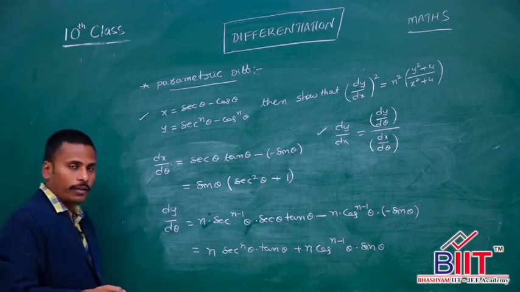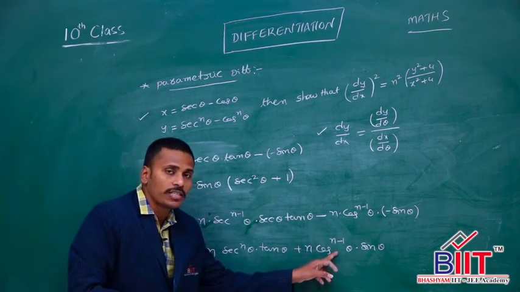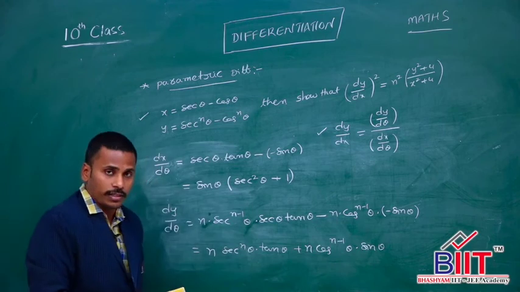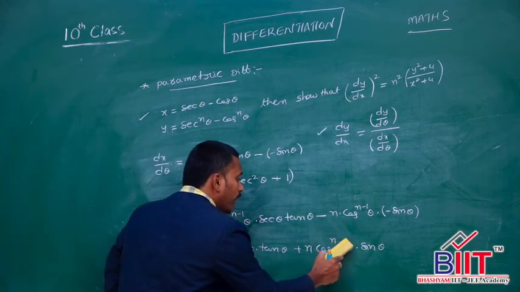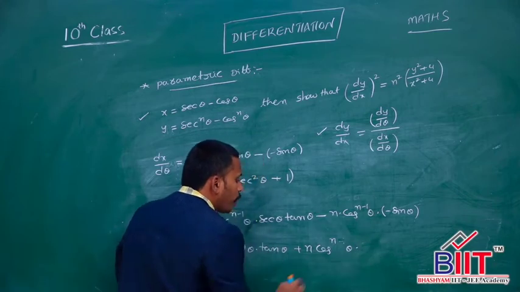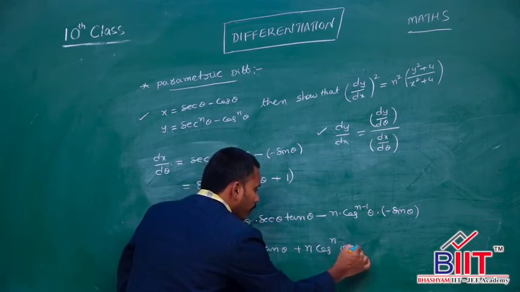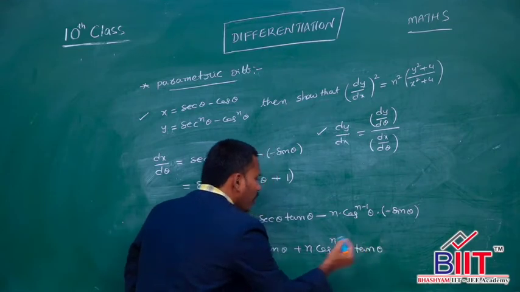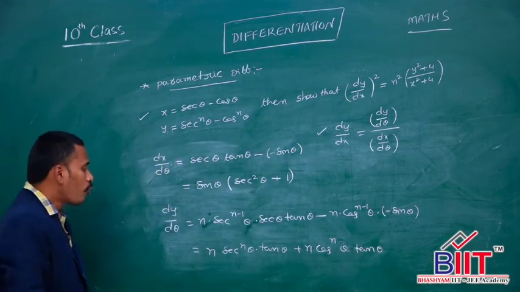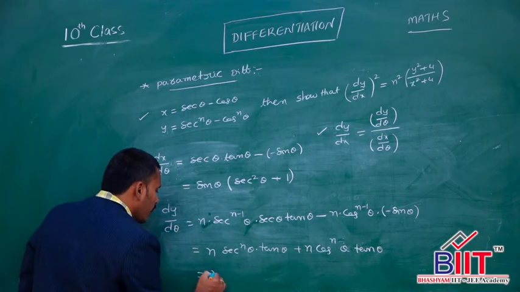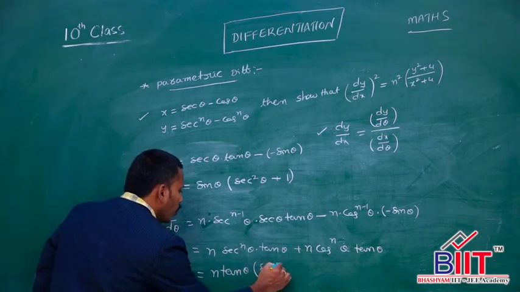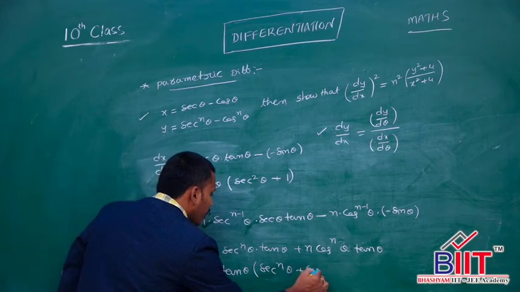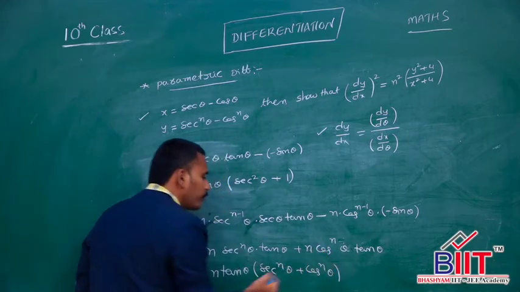I just do one thing. I multiply here with cos theta and then I divide with cos theta. Then in turn it becomes what? Cos power n theta into tan theta. Since I multiplied with cos, it becomes cos power n theta. Since I divided with cos, I will get here tan theta. So finally, there is a common quantity here. What is it? n tan theta. n tan theta into secant power n theta plus cos power n theta.